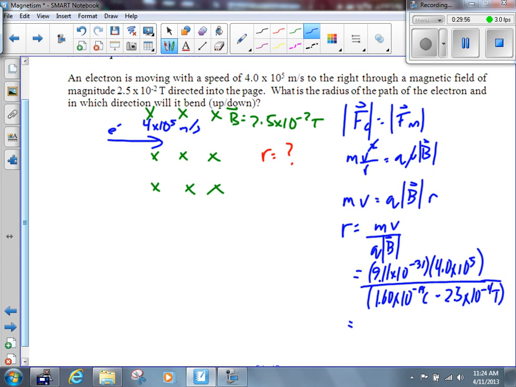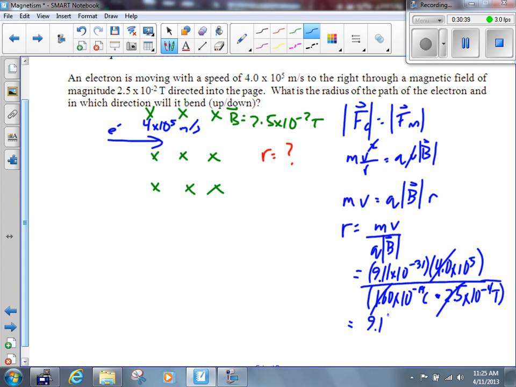Hold on, don't pull out your calculators for this one. There's a shortcut to figure this one out. Anybody know what 1.6 times 2.5 is? 2.5 times 1.6. 2 times 1.6 is 3.2. 2.5 is 4. So it becomes 9.11 times 4 divided by 4. The 4's end up canceling. 10 to the minus 31 times 10 to the 5 is 10 to the minus 26. 10 to the minus 26 divided by 10 to the minus 23 would be 10 to the negative 3.